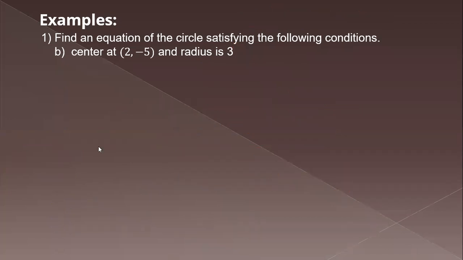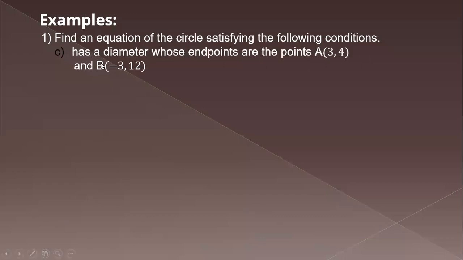Okay, next, let us have the second one. Find the equation of the circle when the diameter whose endpoints are 3, 4, and negative 3, 12. So graph muna natin yung ating circle. Meron daw siyang diameter na negative 3, 12.